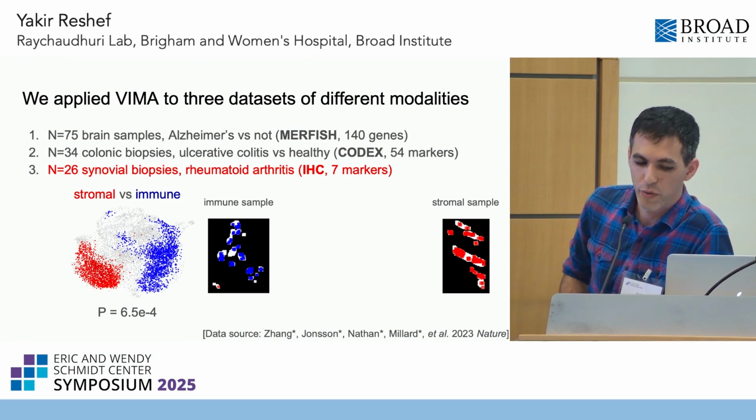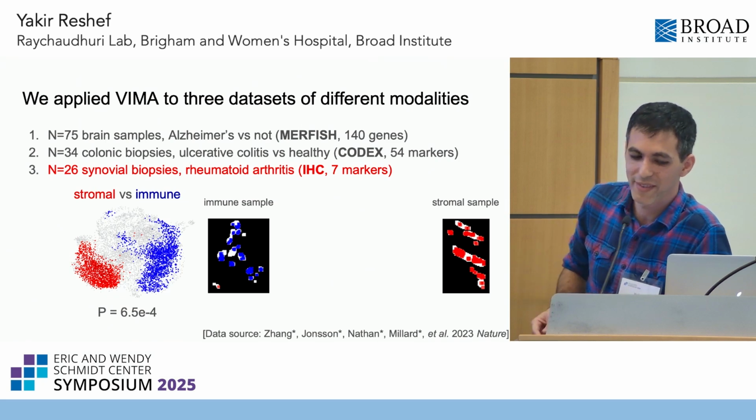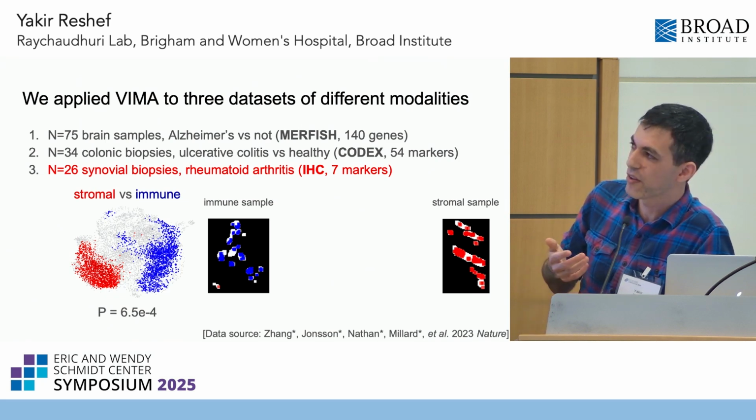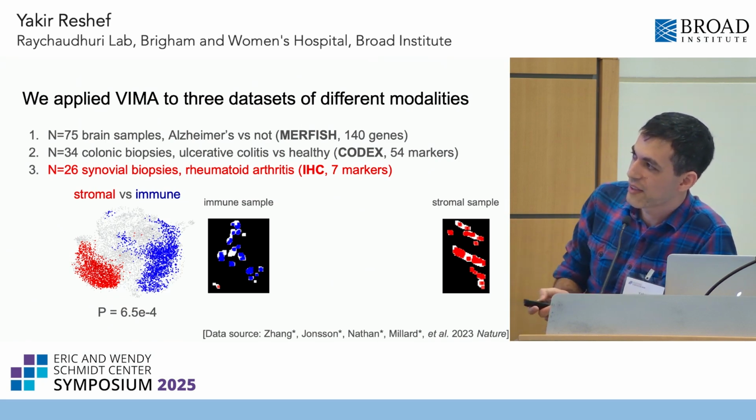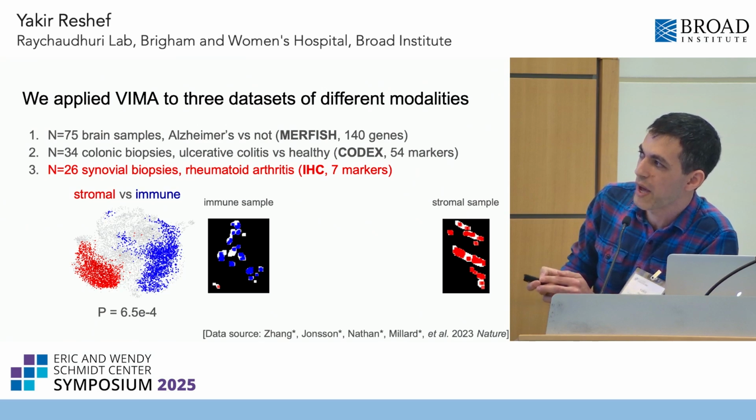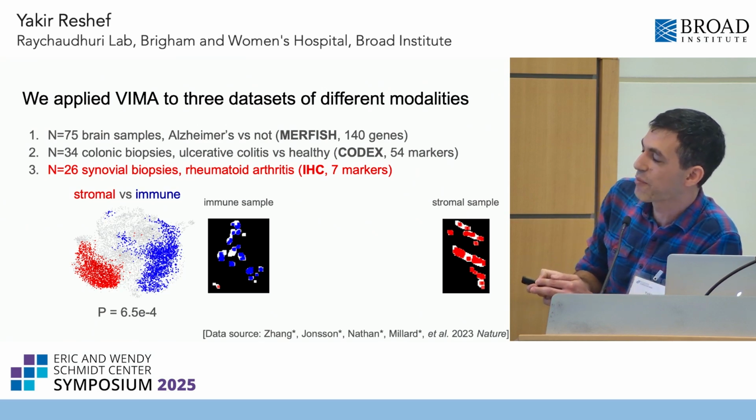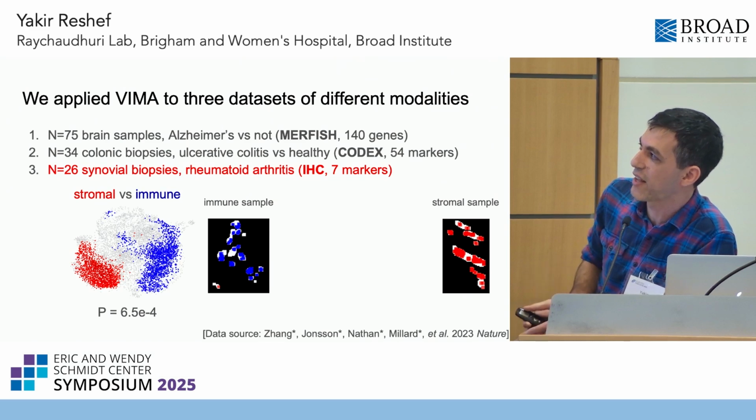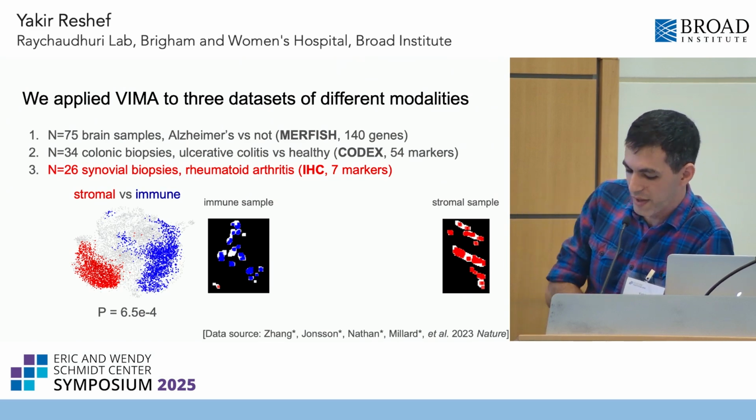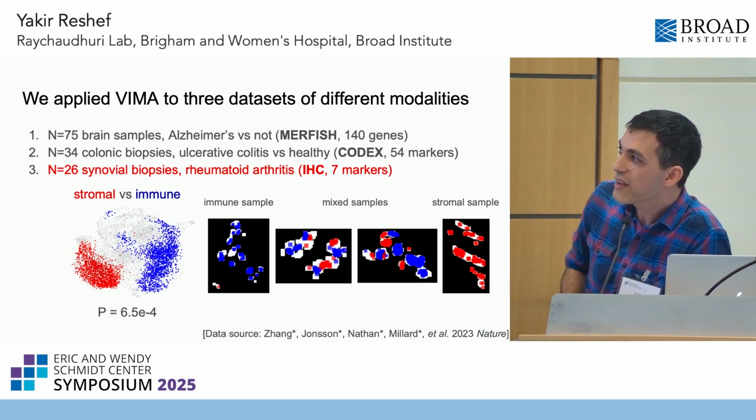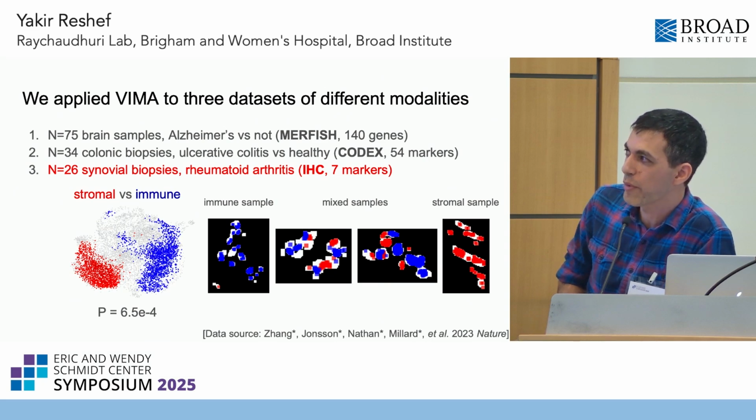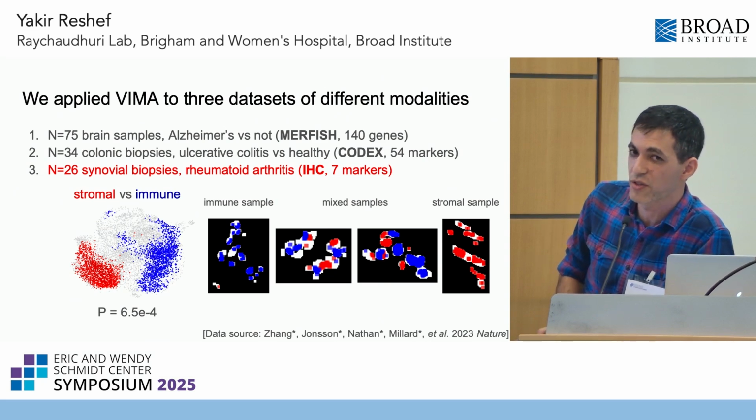samples. And what's neat about this is that VIMA actually showed that although there are samples in the data set that are composed entirely of immune type patches, that's the sample here on the left, and there are samples in the data set that are composed entirely of stromal type patches, that's the example on the right. There are also many samples that are mixed, that have some stromal patches and some immune patches coexisting in the same person and actually the same joint.